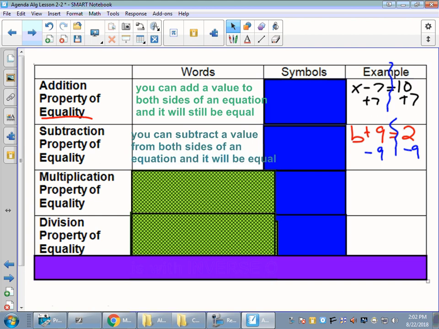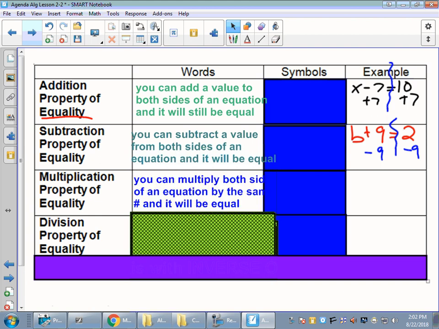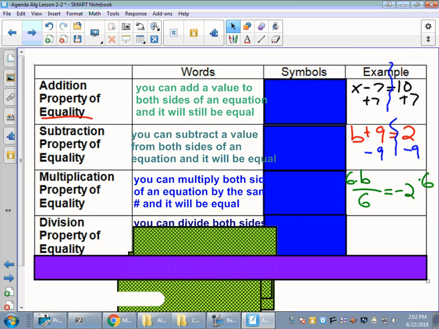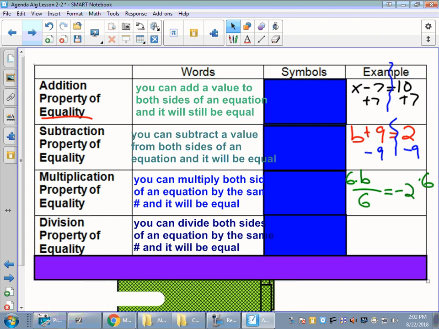Multiplication property of equality. Same deal. You can multiply both sides of an equation by the same number, and it'll stay equal. One example of that would be b over 6 equals negative 2. If I multiply both sides by the same number, in this case, let's say I multiplied by 6, and I multiplied this by 6, if I do it to both sides, the equation stays equal. And then the division property is the same thing with division, to get rid of all these things. It says if you divide both sides of an equation by the same number, then it'll be equal.